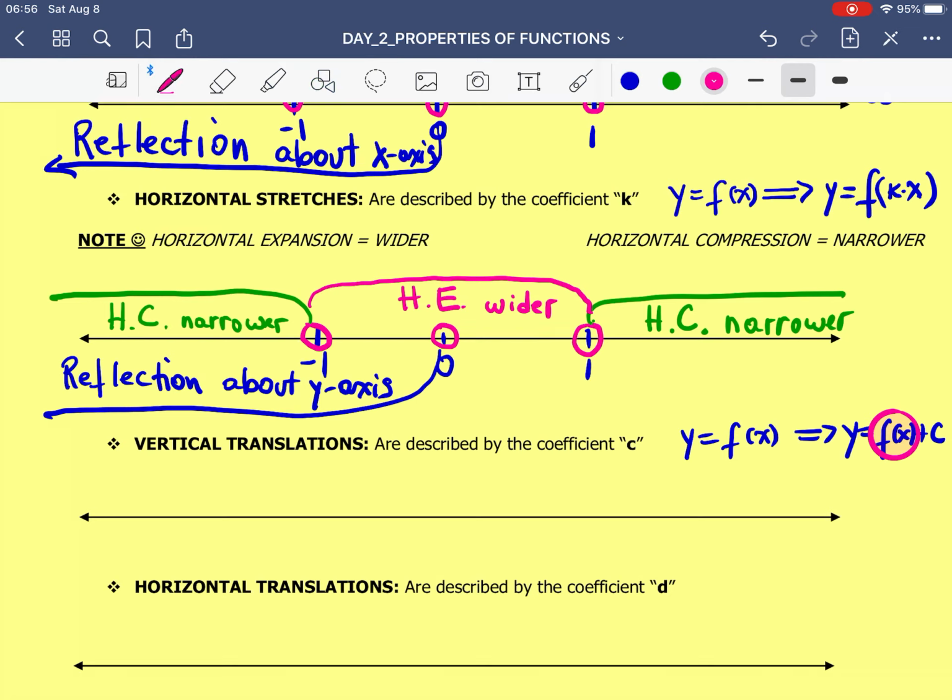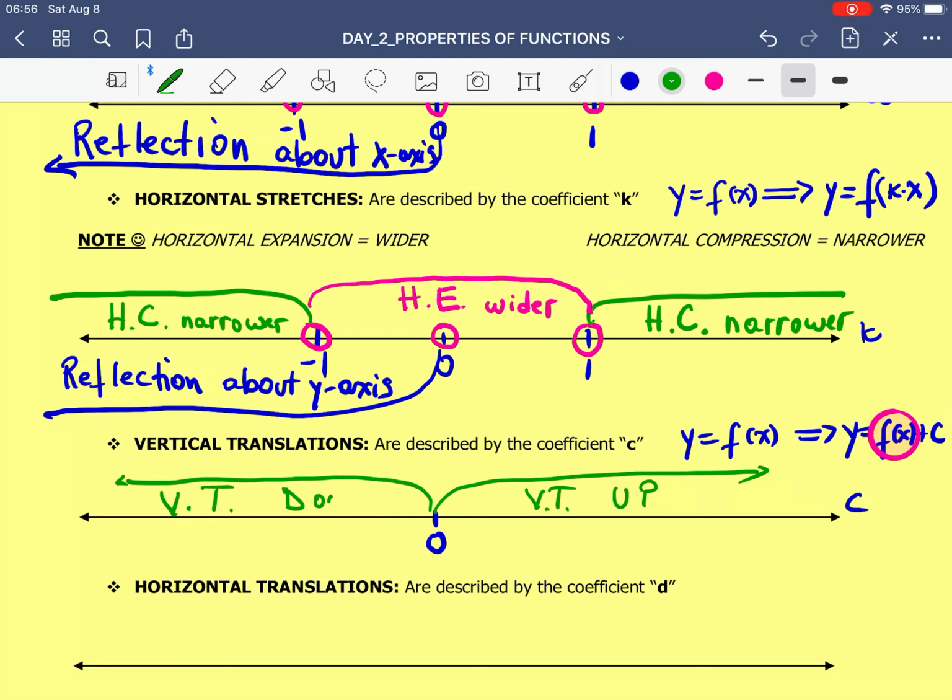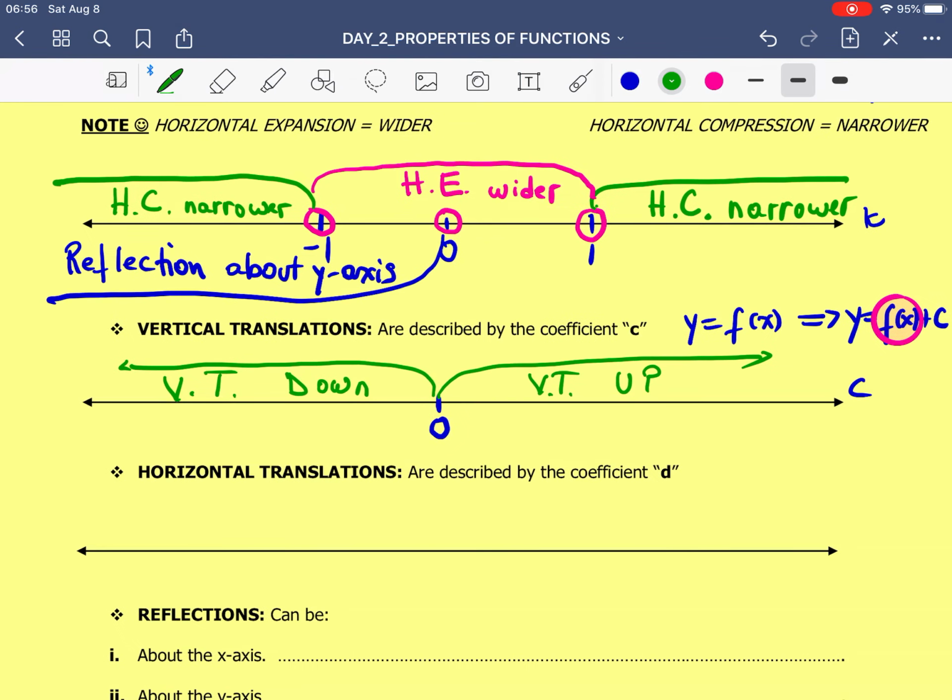So if this is a number line that represents the coefficient c, here we have c equals 0, which means no translations. When c is bigger than 0, we're going to say that there will be a vertical translation up. And when c is less than 0, the vertical translation will go down. The graph will shift down every single point of it.